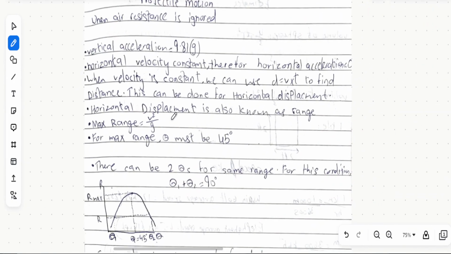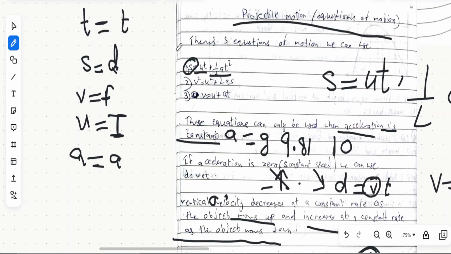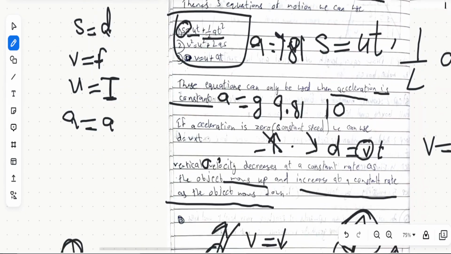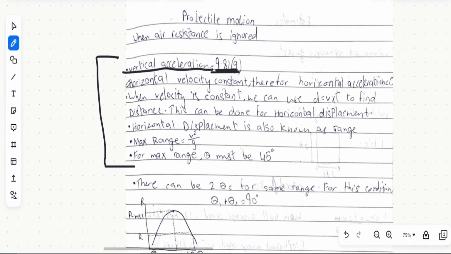And so there are some rules that you have to know for projectile or uniform motion. Vertical acceleration is always 9.81. In the case when you are using these three formulas right here, the acceleration a that you'll write is going to be 9.81. And also remember that horizontal velocity is always constant. Therefore, horizontal acceleration is 0.